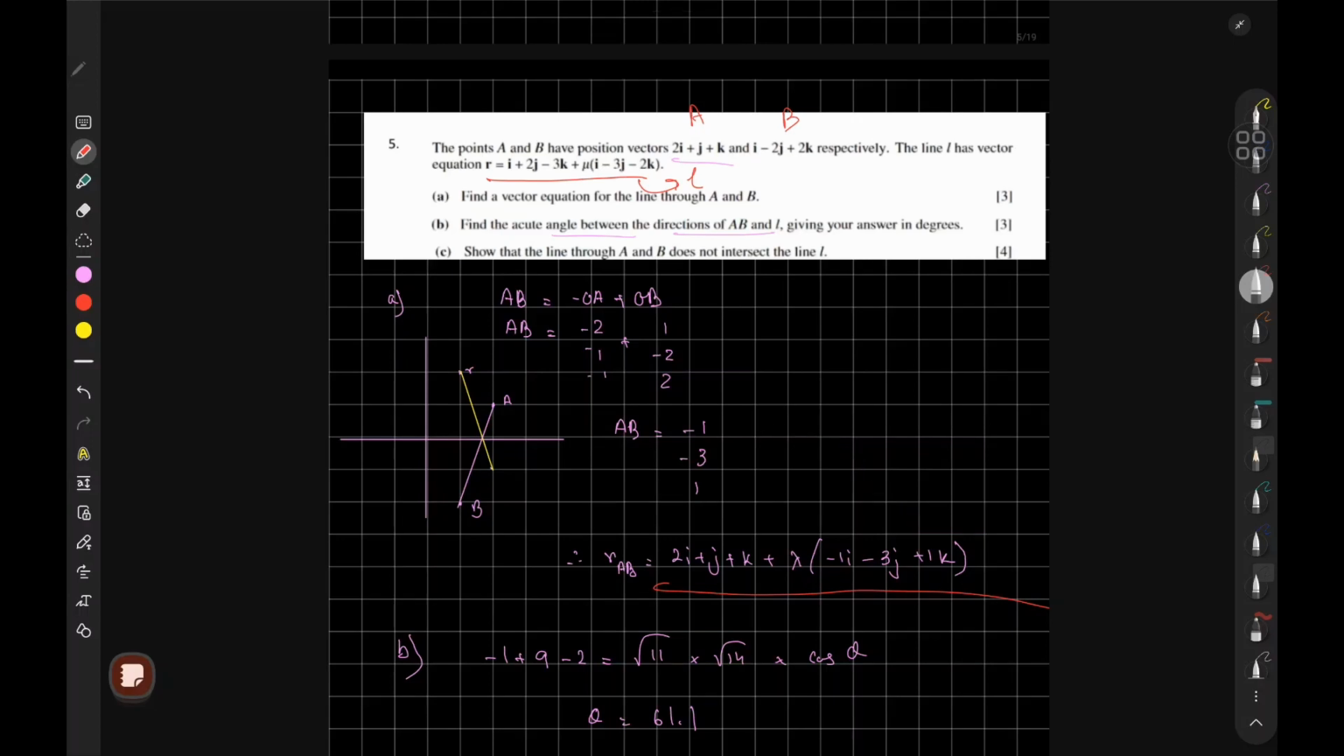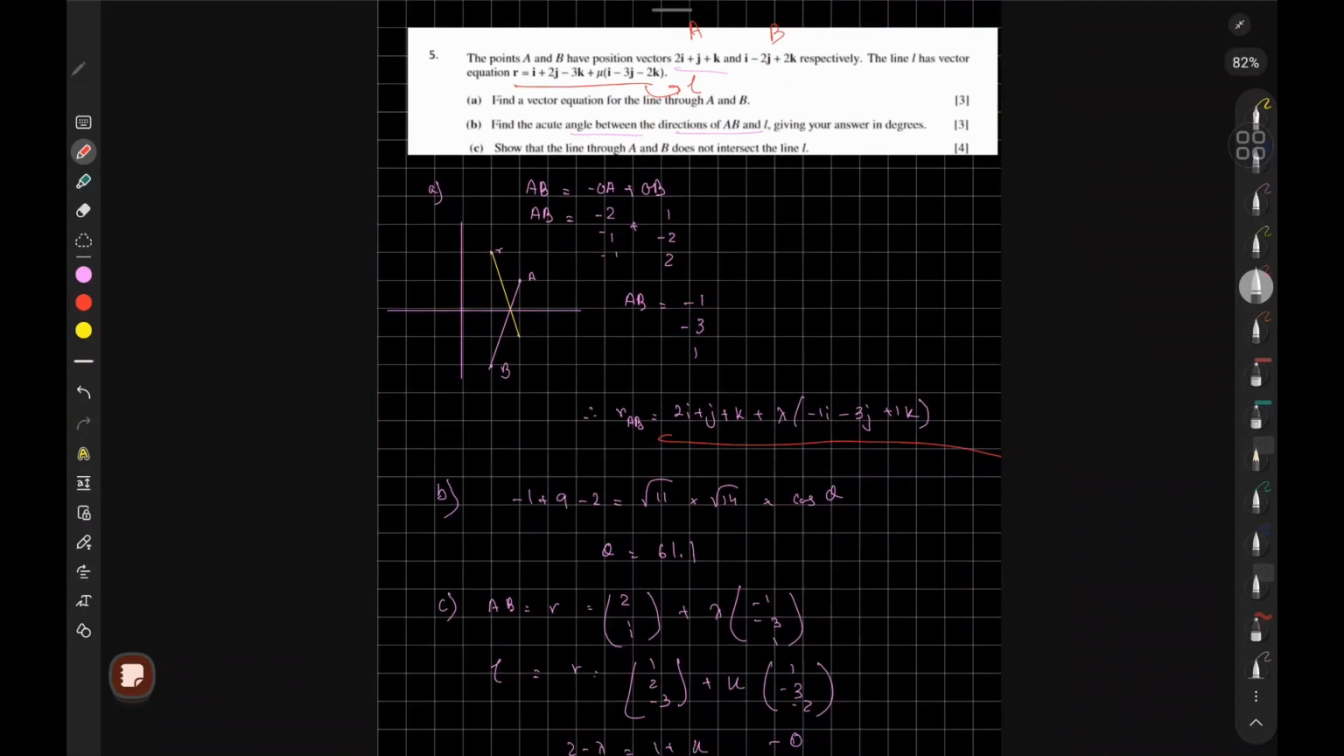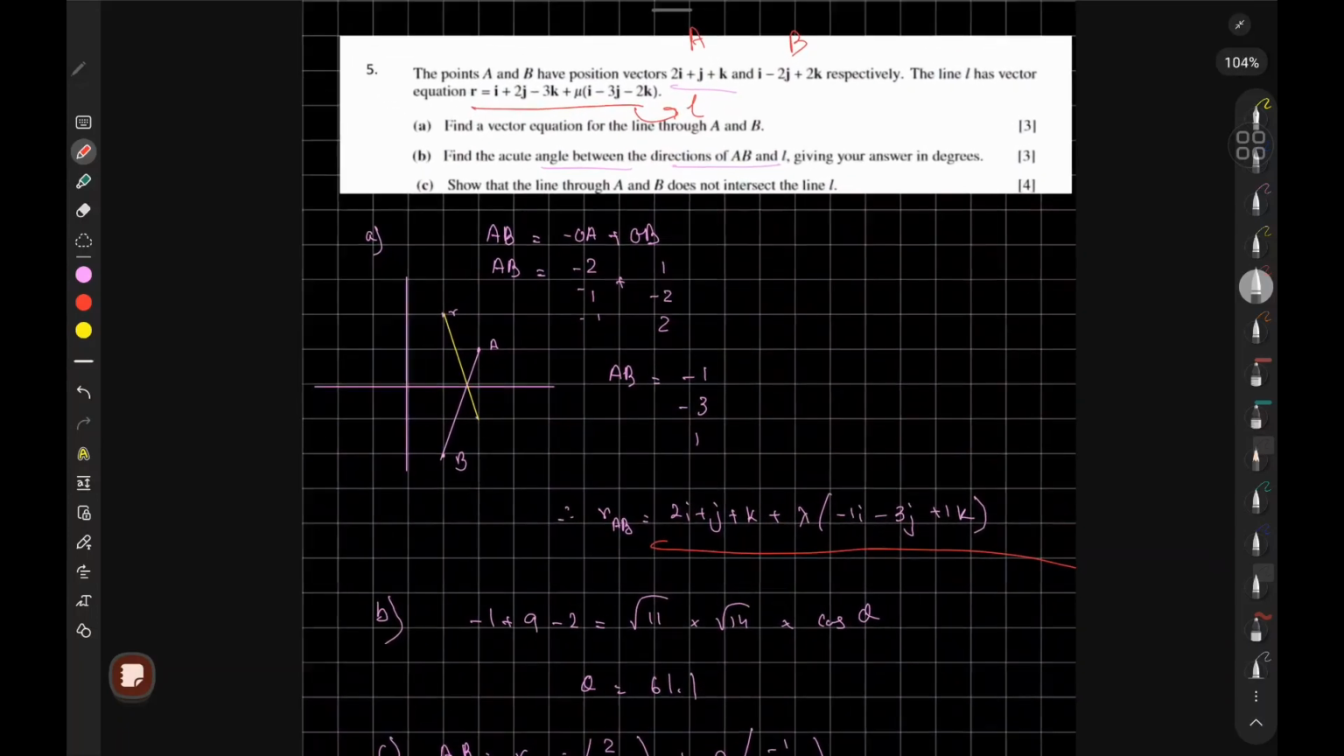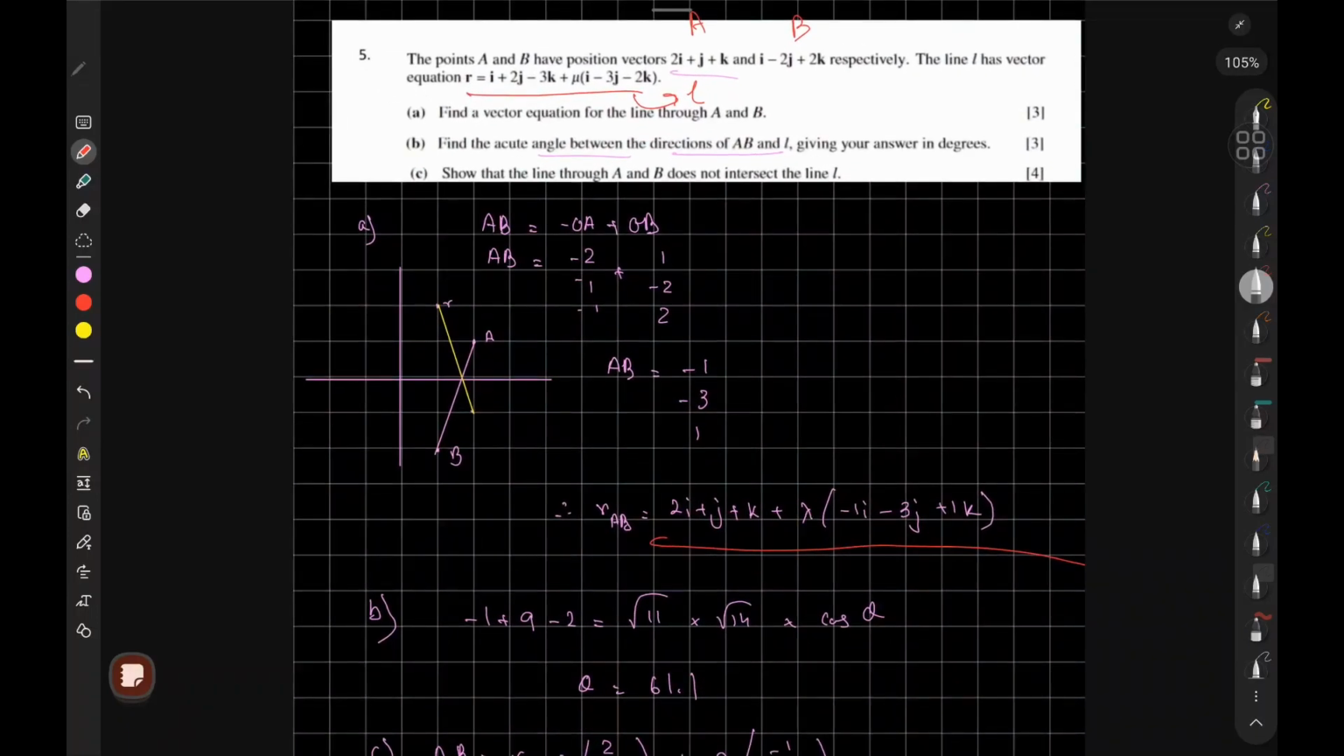Great. Next up, what are they asking you? Find the acute angle between the direction AB and L, giving your answer in degrees. Great. So you know the direction. Do you know the direction? Since they asked you to find the angle, don't worry, directly go to the dot product equation.